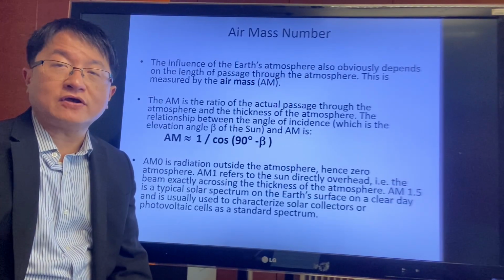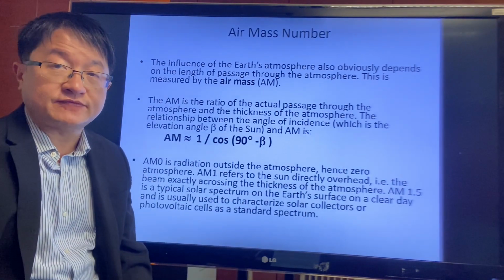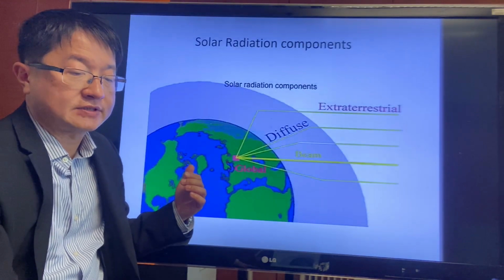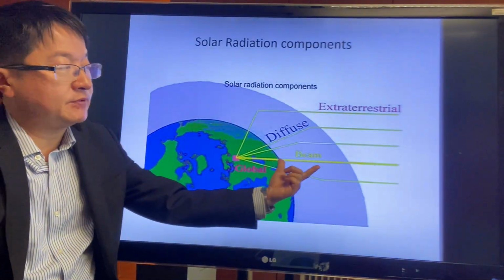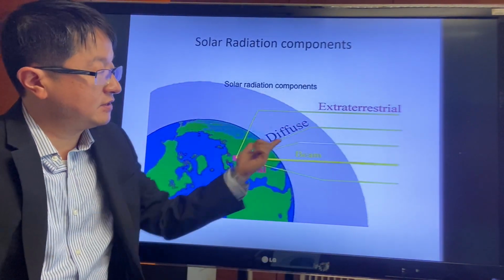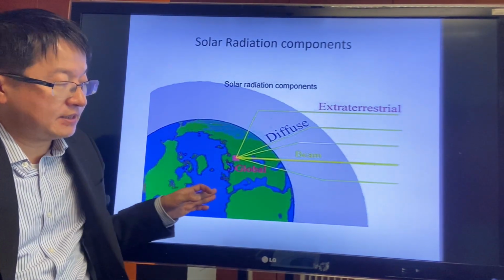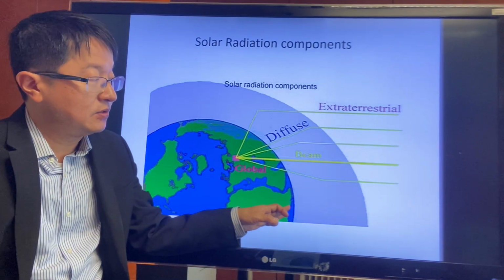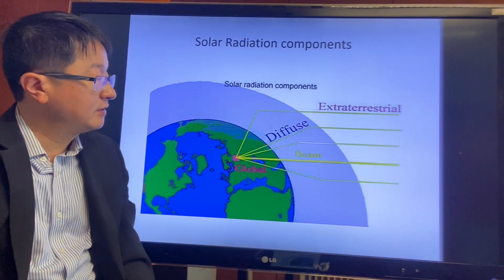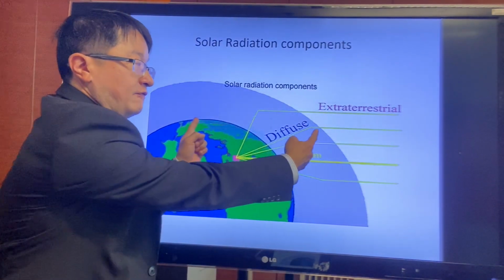So the influence of the Earth atmosphere will also depend on the length that the light passes from the sun to the Earth through the atmosphere. For example, the direct beam will experience a shorter atmosphere length, while the diffused beam will experience a longer one. And for example, those areas along the equator will experience a shorter path in the atmosphere compared with the area, for example, in the North Pole, which will experience a longer path.